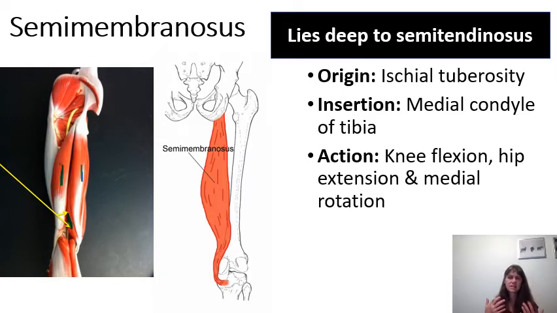Semimembranosus has its location on the medial aspect of the hip. Being a hamstring, it will flex the knee, extend the hip, and medially rotate the hip. Its origin is on the ischial tuberosity of the coxal bone and it inserts on the medial condyle of the tibia.